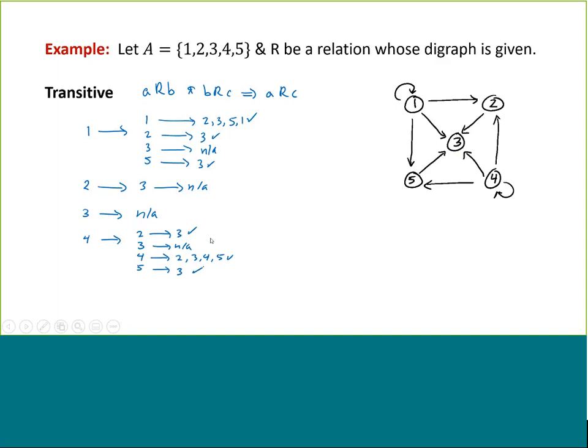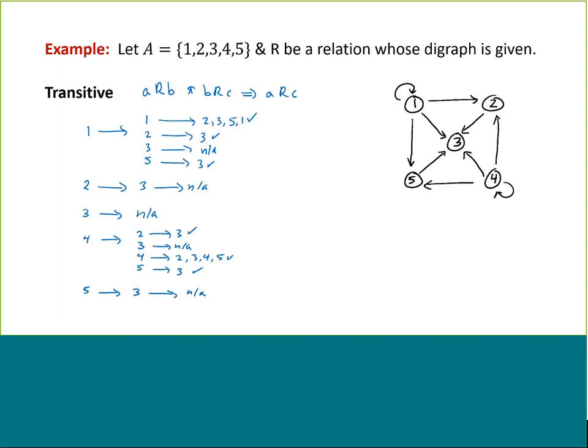So all of those length 2 paths are a single arrow in this graph. And if we start at 5, you can only go to 3, and you can't go anywhere from there. So all of the ones that have an N/A, or not applicable, are all the ones where you can't build a length 2 path. Okay? So that's dealing with transitivity by brute force.